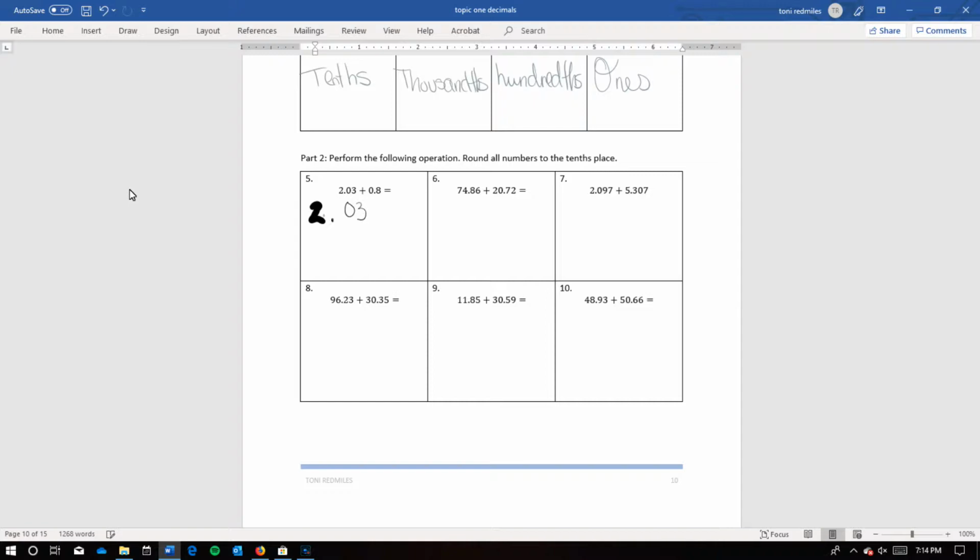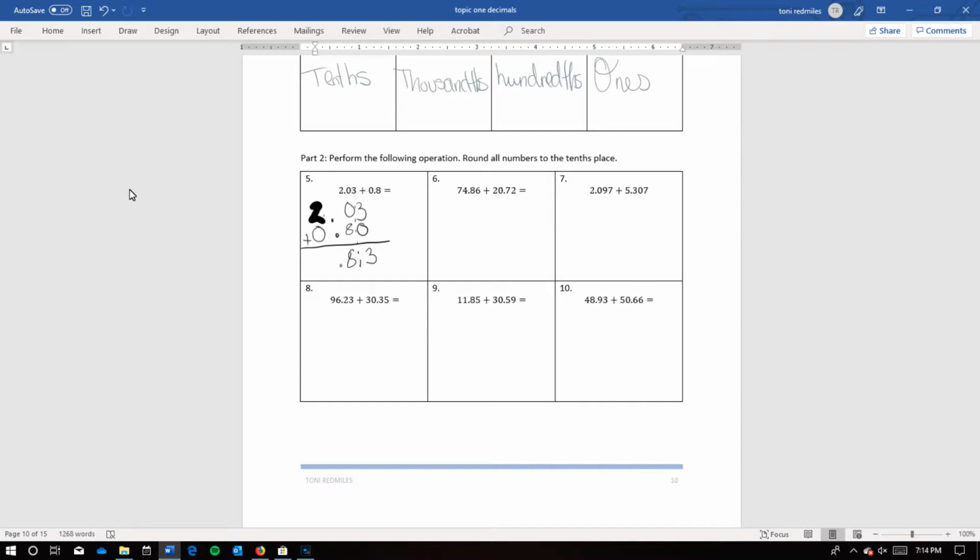I like to do mine vertically. So I've got to line this up. And then to make them the same, I add zeros into the place values. So now that they have the same place value, all I have to do is add going down. In this column, the answer should be in the hundredths place. So 3 plus 0 is 3. 0 plus 8 is 8.